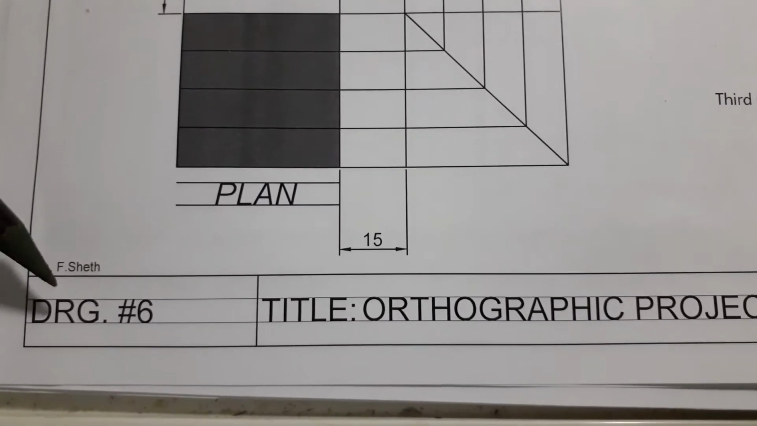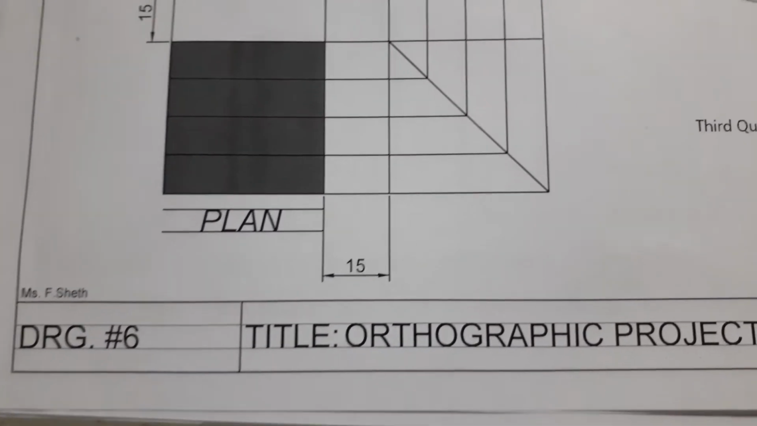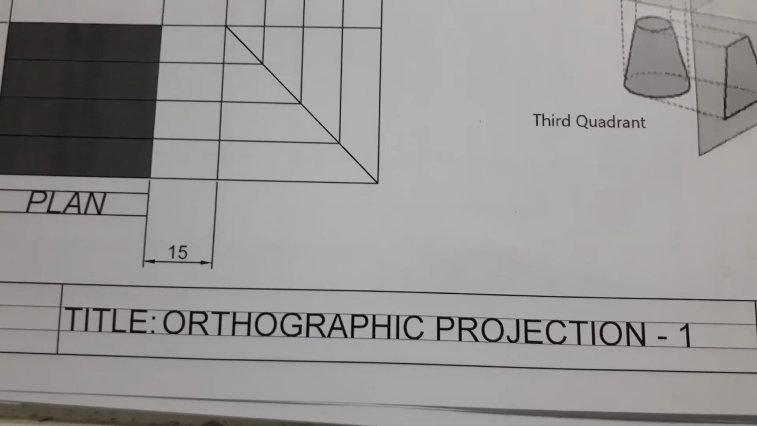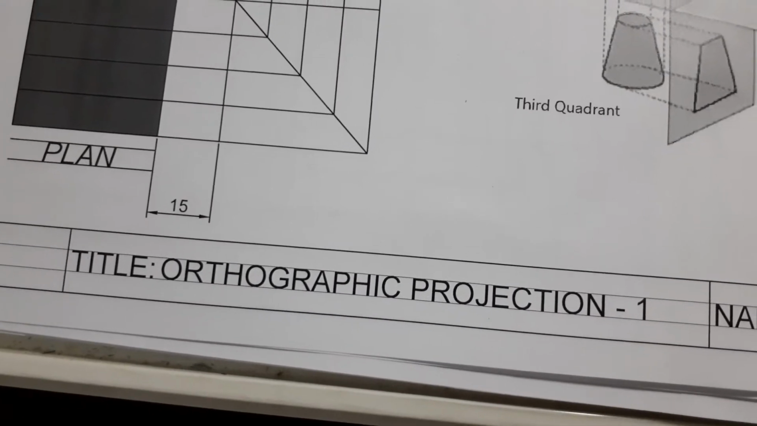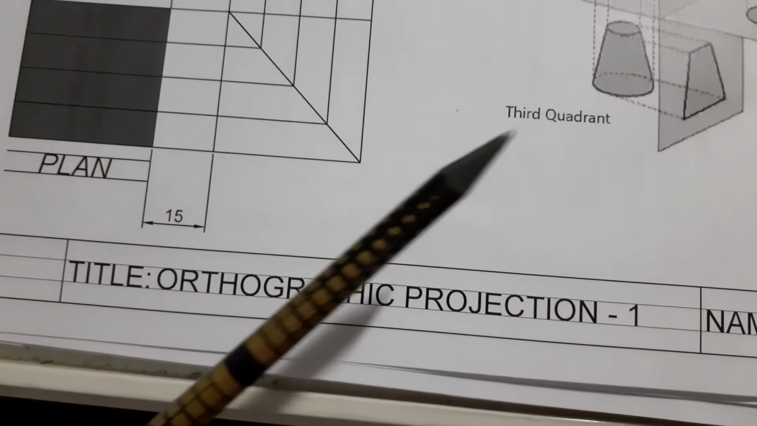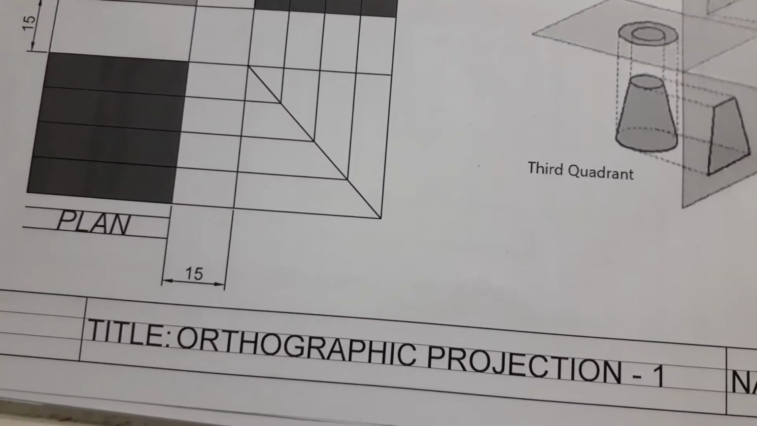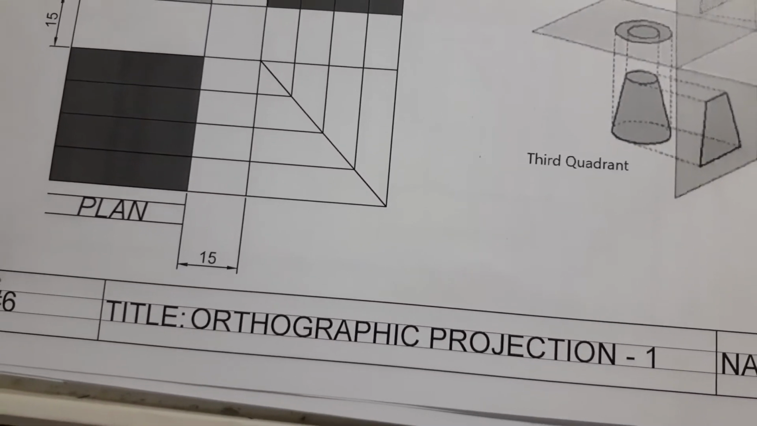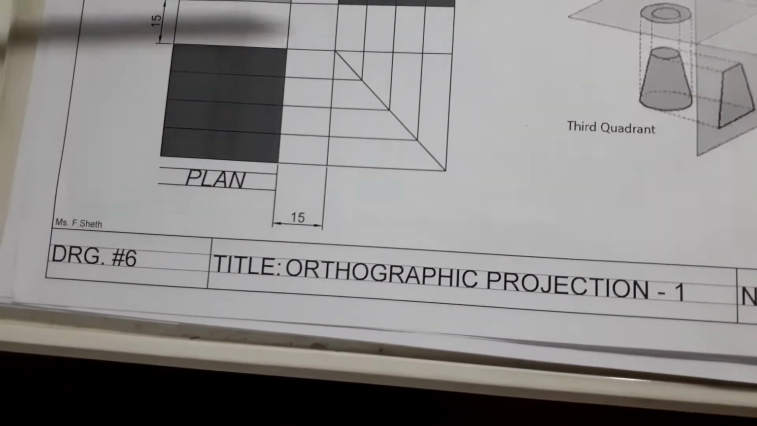So, this is the second part of DRG6. The first part of DRG6 was isometric projection. Isometric projections are 3D pictorial views at an angle of 30 degrees by 30 degrees. Now, the second part of DRG6 is orthographic projection.